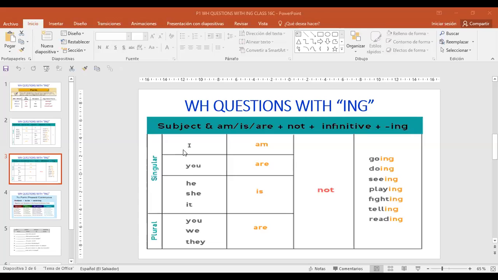Por ejemplo, for example, I am not going, you are not doing, he is not seeing, she is not playing. It is not fighting. You are not telling. We are not reading. Okay, so that's the structure for the verb to be using WH questions in negative sentences.